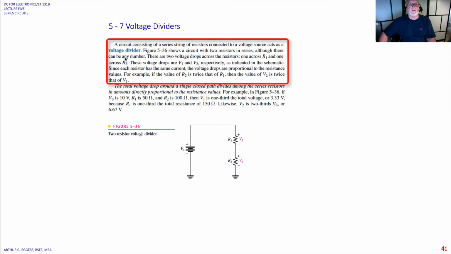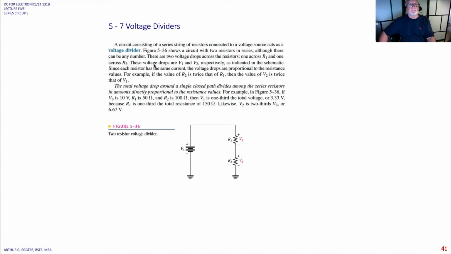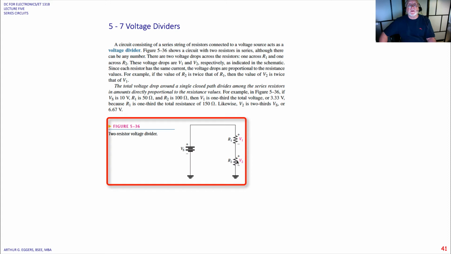Although there can be any number of resistors, there are two voltage drops across the resistors, one across R1 and one across R2. So we've already figured this out. These voltage drops are V1 and V2, respectively, as indicated in the schematic. Since each resistor has the same current, the voltage drops are proportional to the resistance values. For example, if the value of R2 is twice that of R1, then the value of V2 is twice that of V1. So you see, we've got some proportionalities here that give us a hint what's going on.